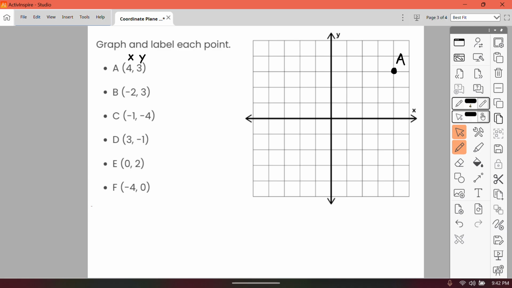If you think of your ordered pair as directions, like go right to +4, go up to +3, maybe that'll be an easy way for you to remember that.